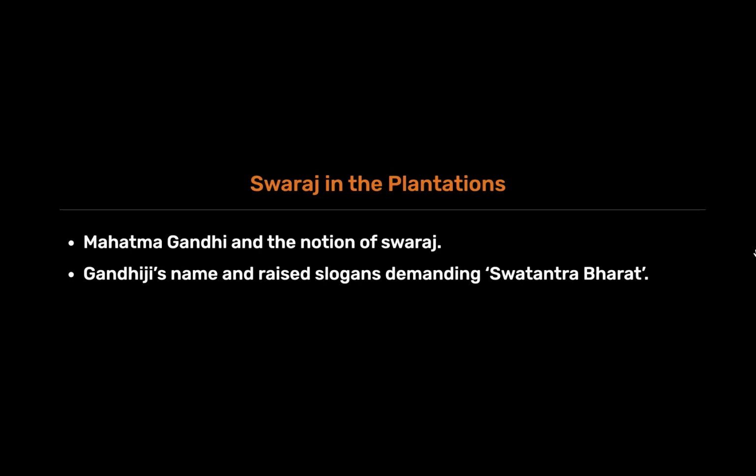Swaraj in the plantations. Workers too had their own understanding of Mahatma Gandhi and the notion of Swaraj. For plantation workers in Assam, freedom meant something of their own. They chanted Gandhiji's name and raised slogans demanding Swatantra Bharat. They were also emotionally relating to an all-India agitation. When they acted in the name of Mahatma Gandhi, or linked their movement to that of the Congress, they were identifying with a movement which went beyond the limits of their immediate locality.